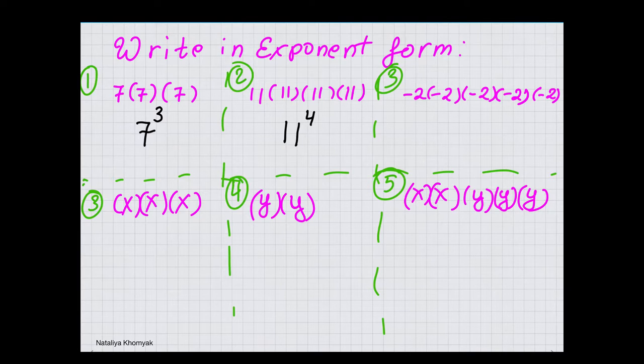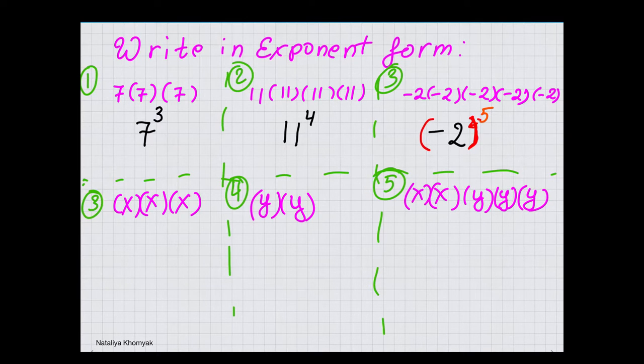In example number 3, negative 2 is the base, and we have 5 factors of negative 2. However, an exponent only works on whatever is immediately to the left of it. Immediately to the left of it, there is only 2. It will not have power over the negative unless we put negative 2 inside of parentheses.